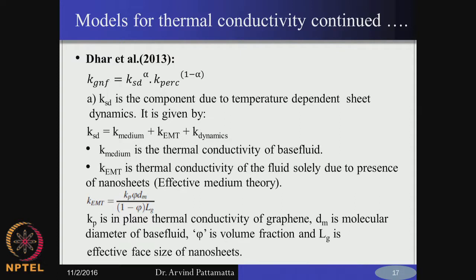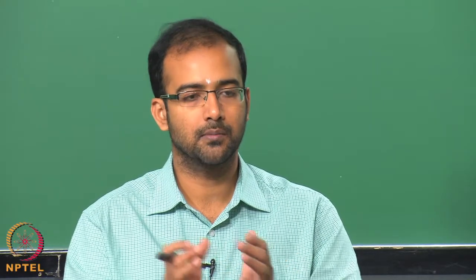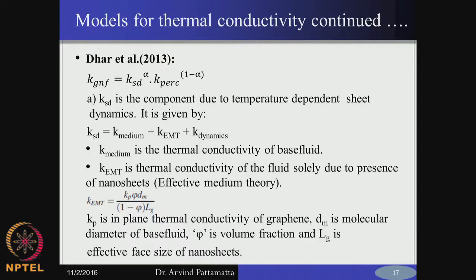The sheet dynamics part consists of three components. One is the thermal conductivity of the base fluid, and then the overall conductivity of a nanofluid. If you break this into two components, one is the sheet dynamics component, the other is a percolation component. The sheet dynamics component includes the thermal conductivity of the base fluid, to which we add the nanoparticle. So, we also account for the thermal conductivity only due to nanoparticles. That expression is given separately, and it comes from what we call effective medium theory.